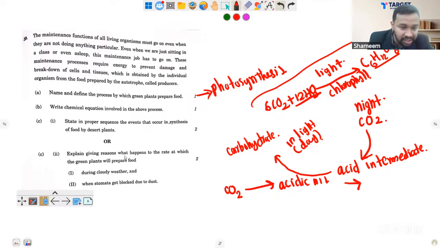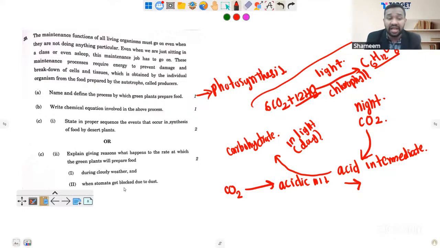Explain, giving the reason, what happens to the rate at which green plants prepare food during cloudy weather. What is happening in cloudy weather? What about the availability of sunlight? It is less. As a result, what is happening to the rate of photosynthesis or the preparation of food? It decreases.